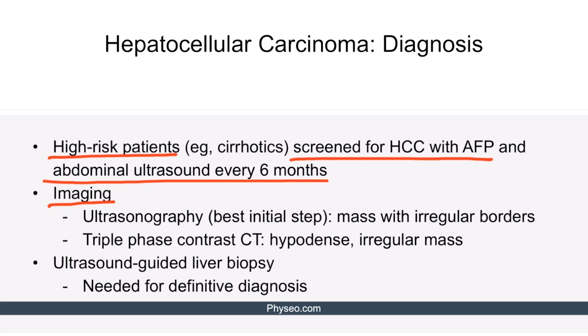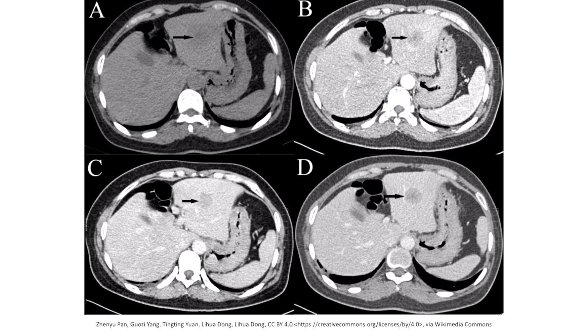Triple phase contrast CT usually shows a hypodense irregular mass. Definitive diagnosis is made by ultrasound-guided liver biopsy. This is the triple phase CT scan image of the hepatocellular carcinoma. Notice this hypodense mass with irregular borders on the left side of the liver. This finding is very characteristic of hepatocellular carcinoma.